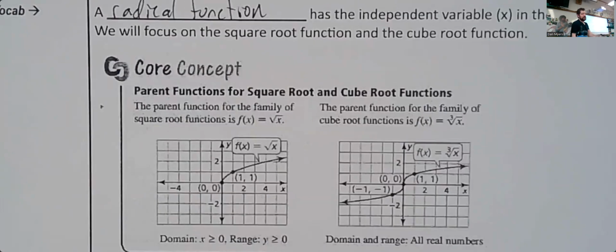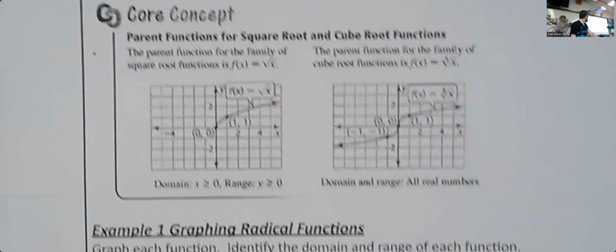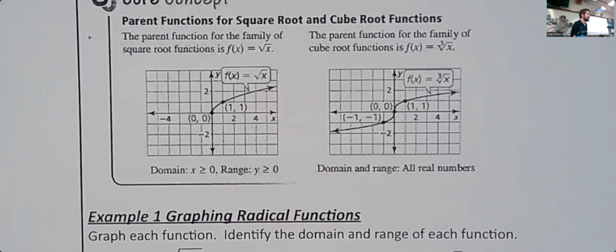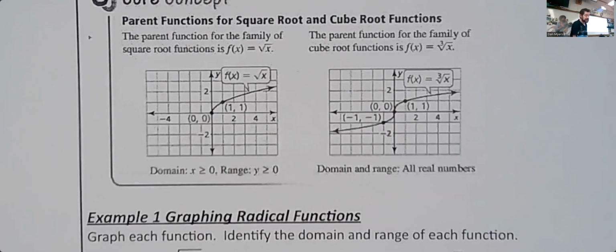And so going back to what we talked about at the very beginning of the school year, the idea of parent functions. And in fact, I'm actually teaching Algebra 2A again this trimester, and we just started talking about parent functions and transformations. So we get to go back to that today.